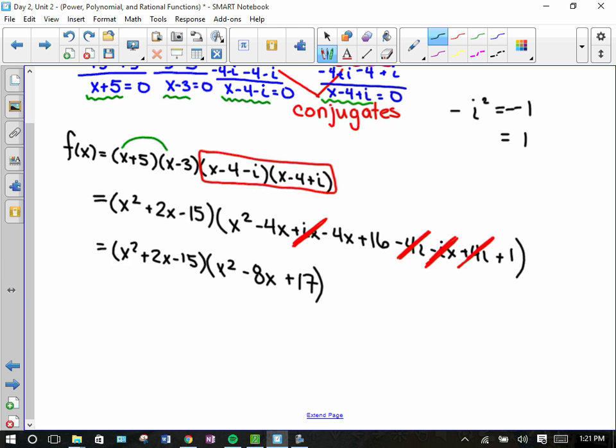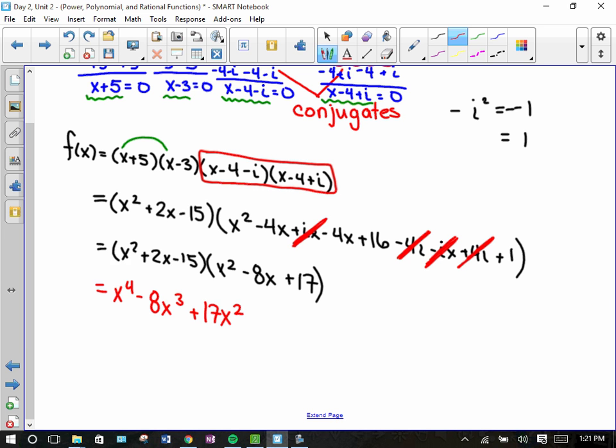In fact, I don't believe you're going to get anything that's not minus i. So here, we're going to multiply this x squared by all three of these, and this by that. So x squared times x squared is x to the 4. X squared times negative 8x is minus 8x cubed. X squared times 17 is positive 17x squared.